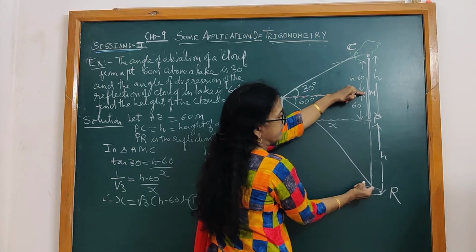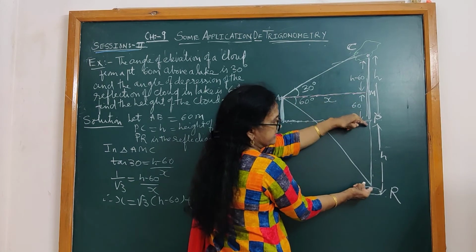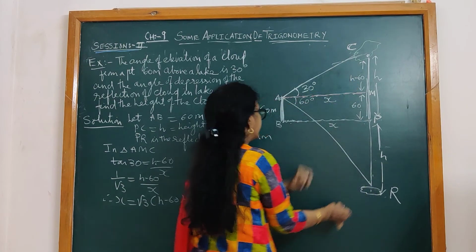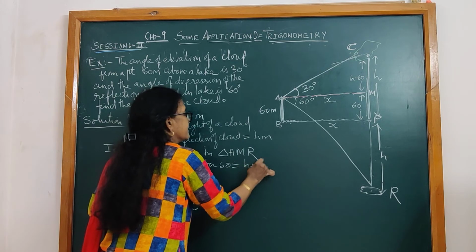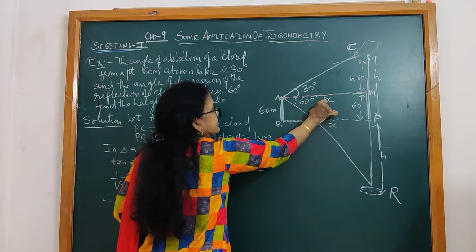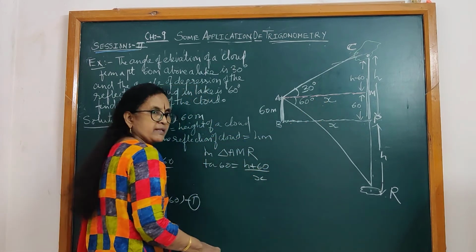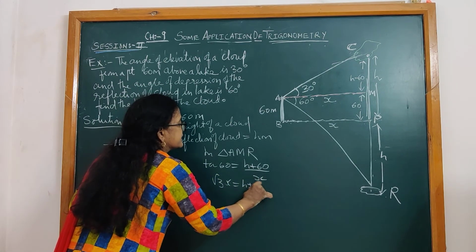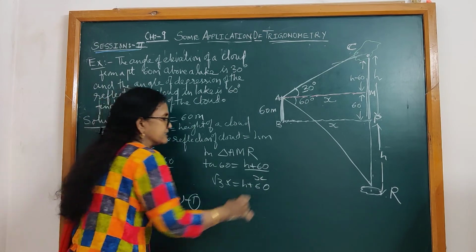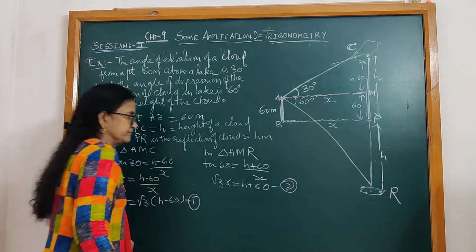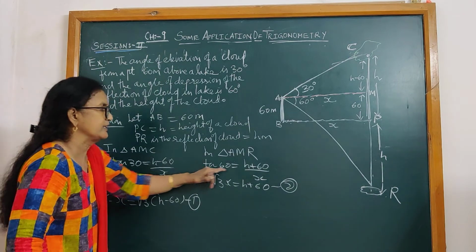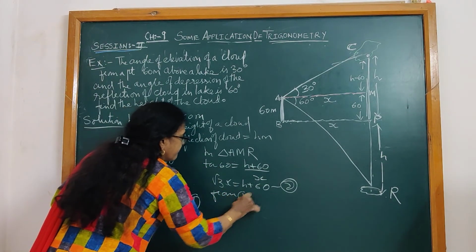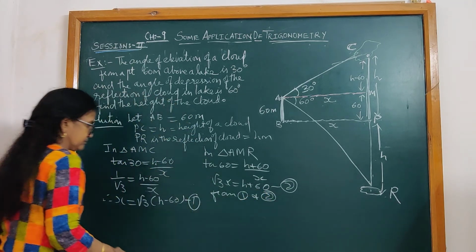So the total height will become h plus 60. This much is h and this is 60. So in this the whole height will become h plus 60. And your adjacent side, that is the base, is x. Root 3 x is equal to h plus 60. This will be your second equation. Cross multiply, root 3 x. Now from 1 and 2.